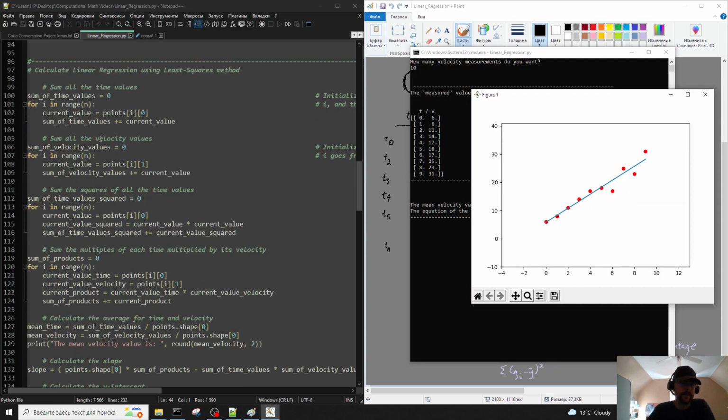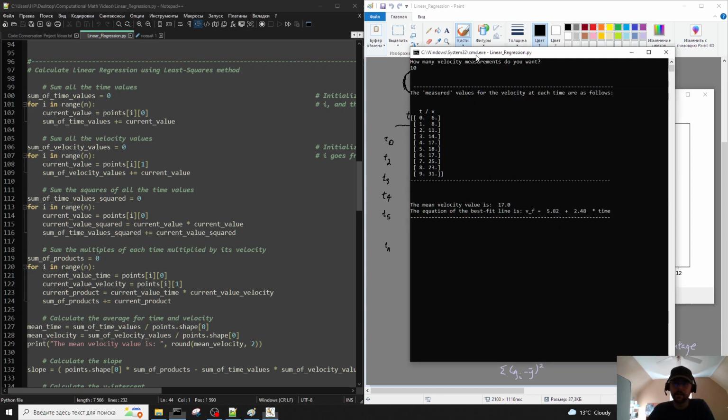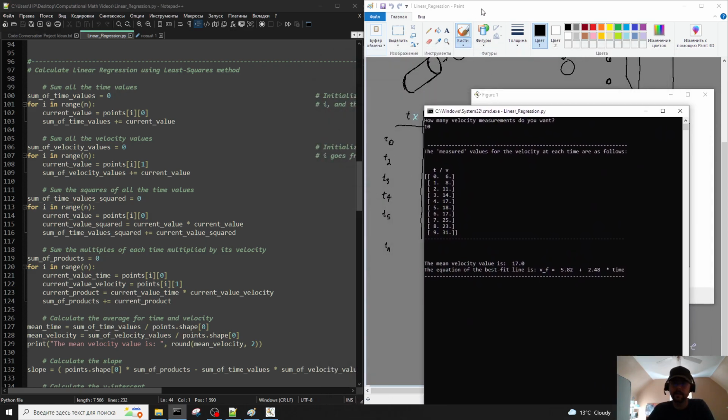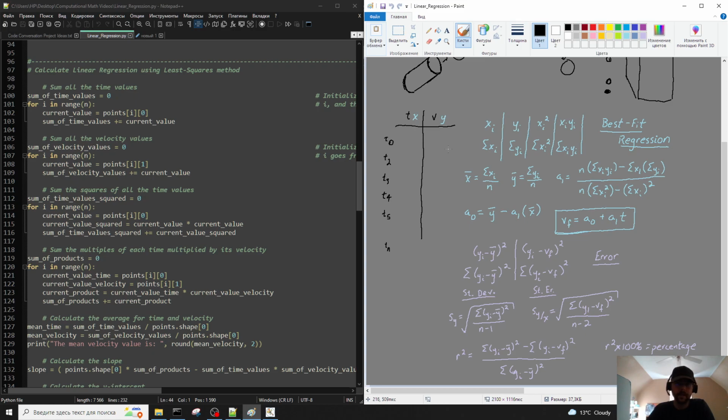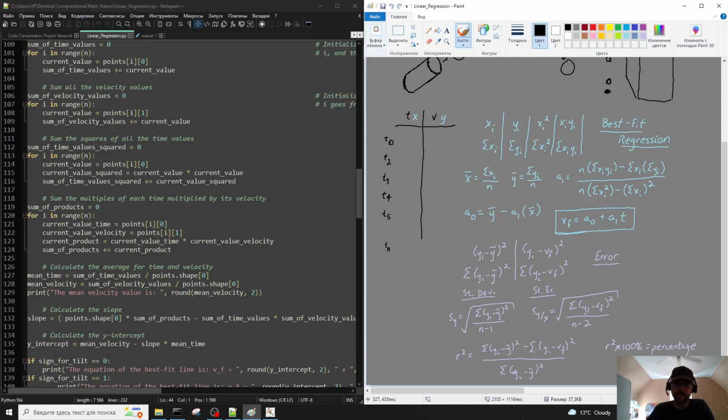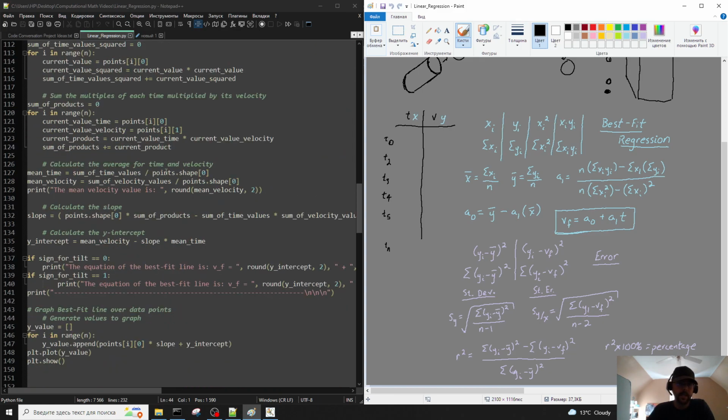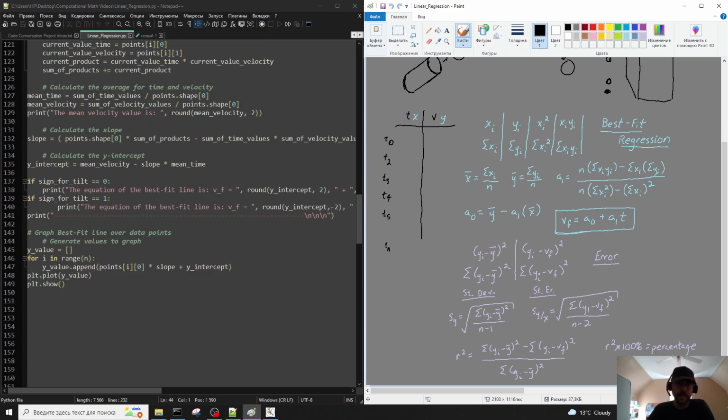And then once again, going through the columns there, because I'll just leave this one up. Summing the velocity values, summing the time values, summing the squares of all the time values, summing the multiples of all the times its paired velocity, calculating the average for time and velocity, calculate the slope, that's this right here, calculate the y-intercept, that was this right here, and then producing the output for the line.